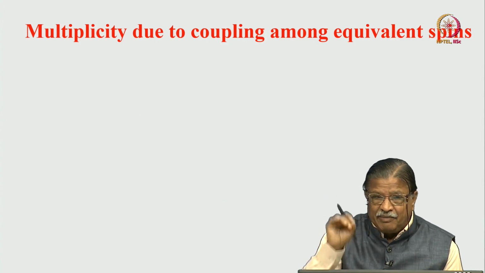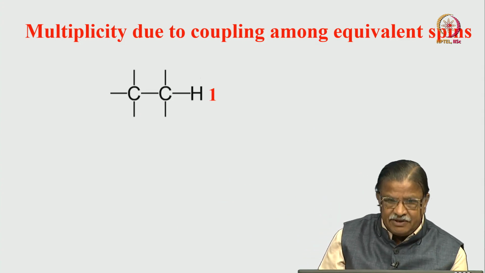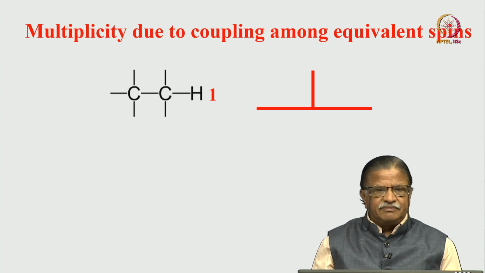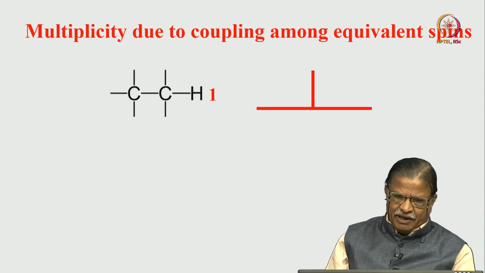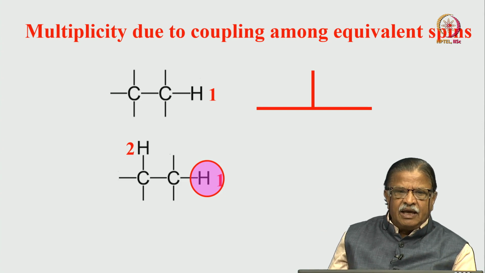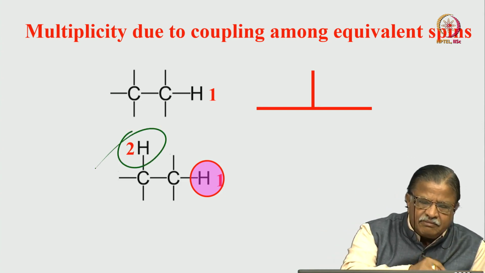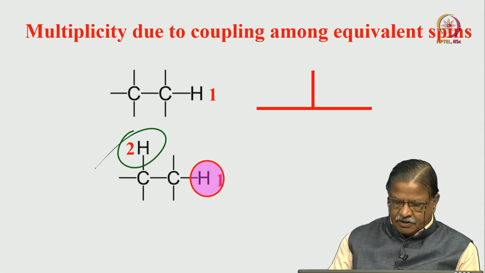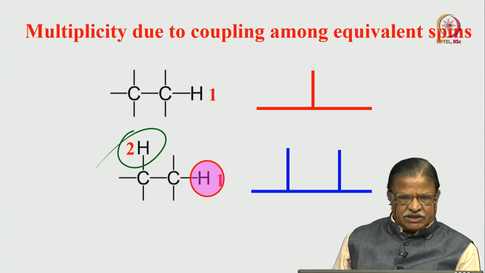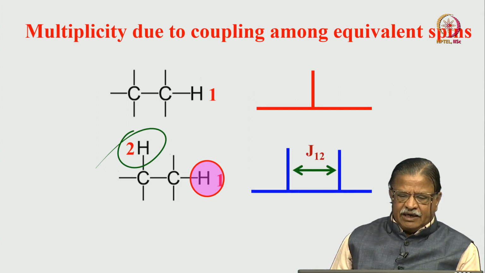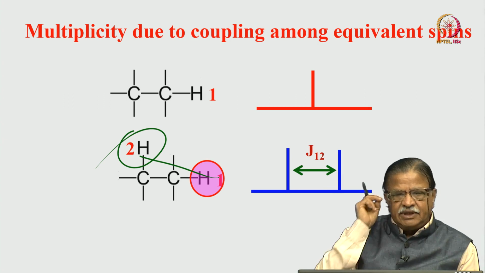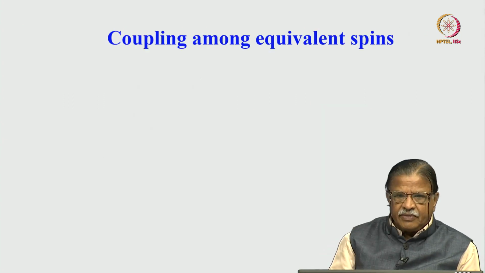Now we will look at the multiplicity due to coupling among equivalent spins. Consider one proton, single, you will get a single peak, that is what we have been discussing. Consider one proton coupled to another proton. How many peaks do I expect? I expect 2 peaks, that is clear. This separation gives the coupling between 1 and 2.